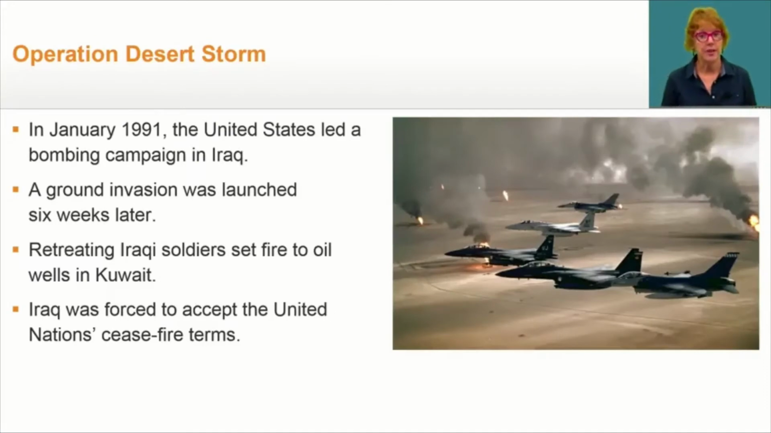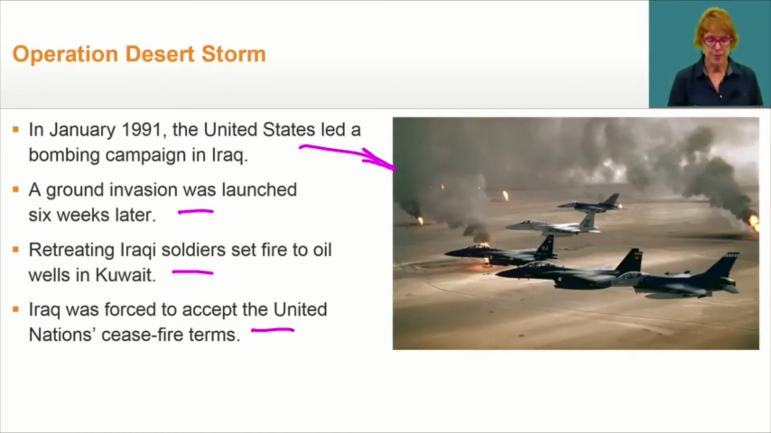Operation Desert Storm was the name of the UN offensive in Kuwait. In January 1991, the United States led a bombing campaign in Iraq. A ground invasion was launched 6 weeks later. Retreating Iraqi soldiers set fire to oil wells in Kuwait. This was a disaster and caused economic and environmental devastation in the region.